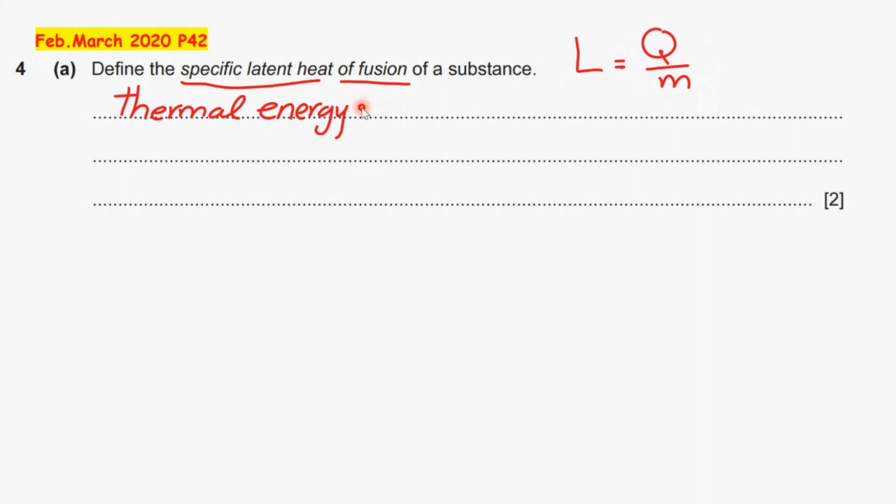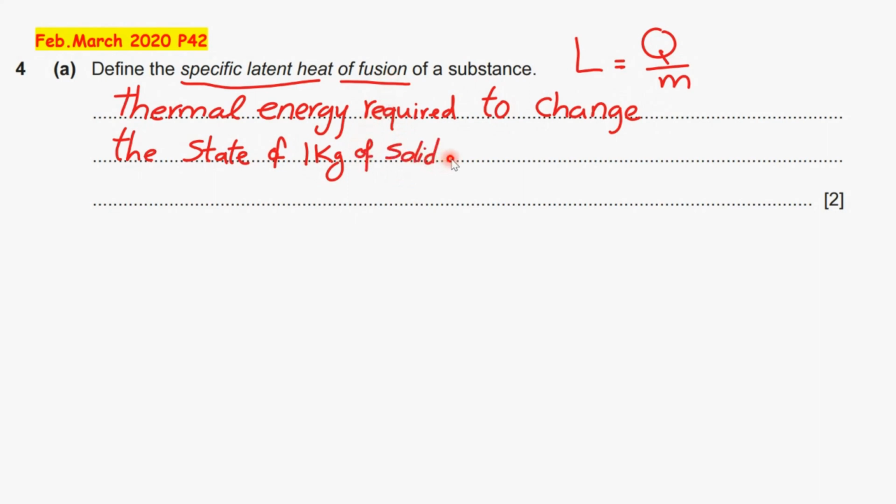To complete your definition, this is the thermal energy required to change the state of a specific amount, which is 1 kilogram. I'm using the mass as the denominator, so the SI unit is 1 kilogram. Fusion means you change from solid state to liquid state, and this happens at a constant temperature, 0 degrees Celsius, which is the melting point.